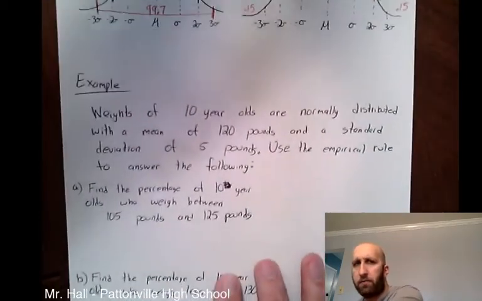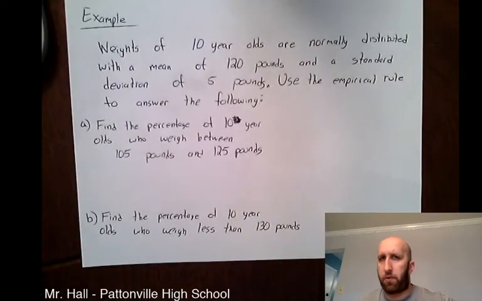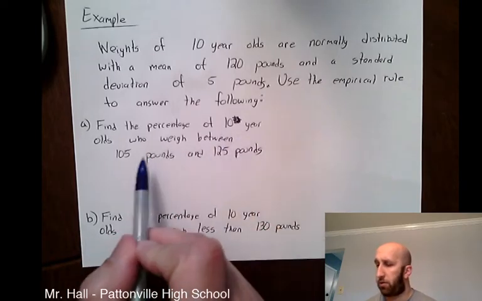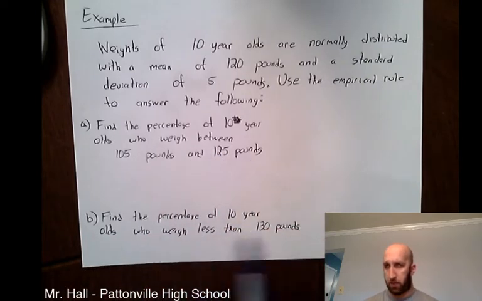Here we have the weights of 10-year-olds, which are normally distributed with a mean of 120 pounds and a standard deviation of 5 pounds. Use the empirical rule to answer the following. We're going to figure out the percentage of 10-year-olds who weigh between 105 pounds and 125 pounds. And we have a few other questions. I have another piece of paper we're going to look at.